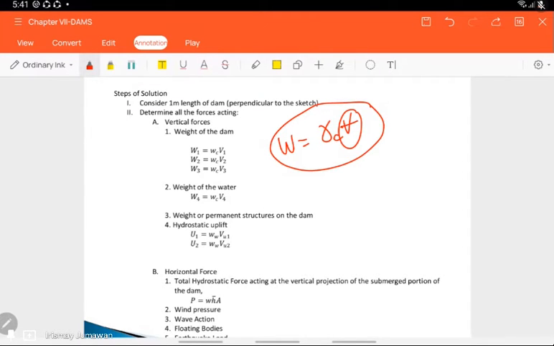So for the specific weight of the concrete, for example, you just multiply the specific gravity by the specific weight of the water. The specific gravity of the concrete is 2.4. If it is not given in class, you have to go back to the basics. That is 2.4 times gamma of water.